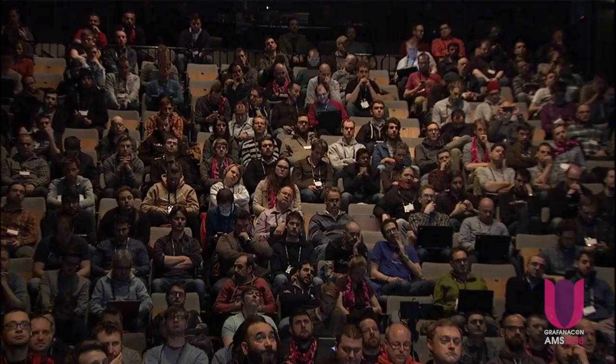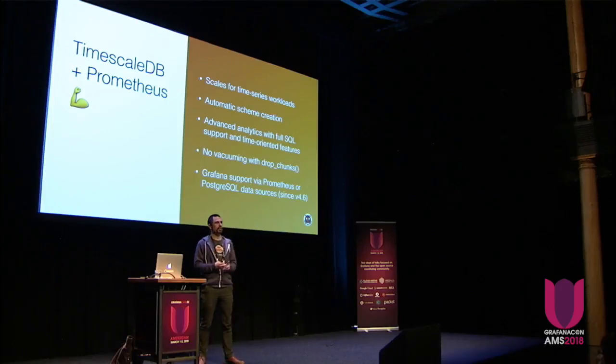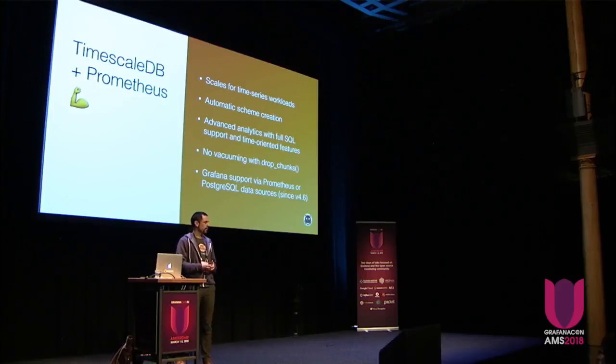And by leveraging the kind of partitioning we're doing to get the kind of scale that we're talking about, you can actually drop data very easily by just dropping subtables. And that doesn't really incur much vacuuming at all. So it's very efficient. And now we have Grafana support via either the Prometheus connector, you can use PromQL, or you can use the new Postgres data source since version 4.6. And I want to give a shout out here to Sven Klemm, who's the guy who actually implemented this data source.